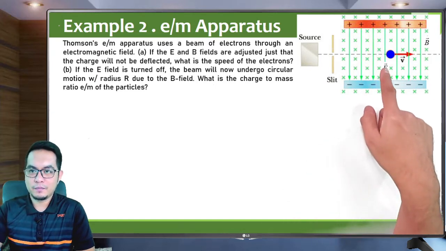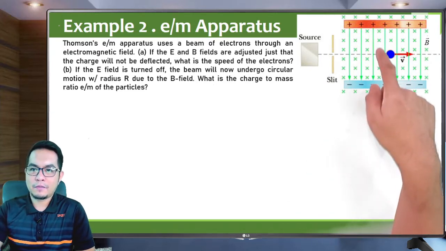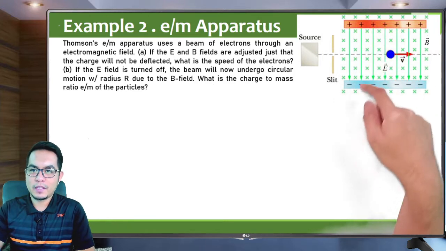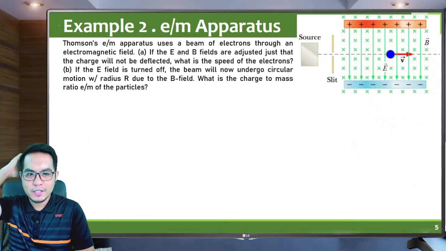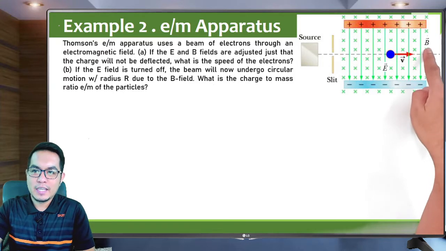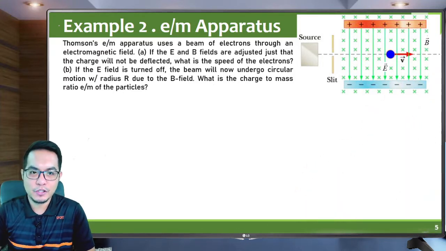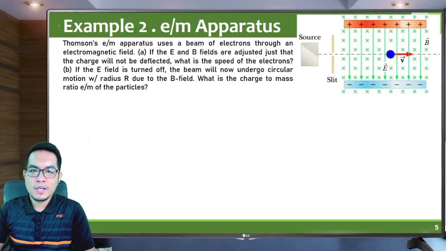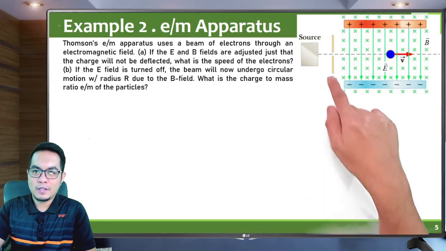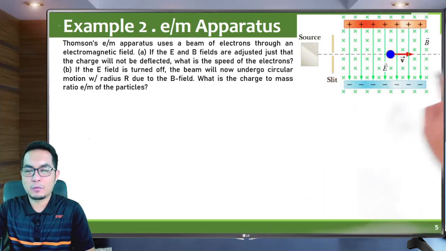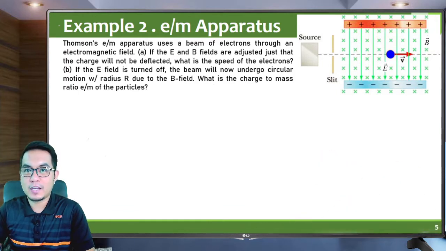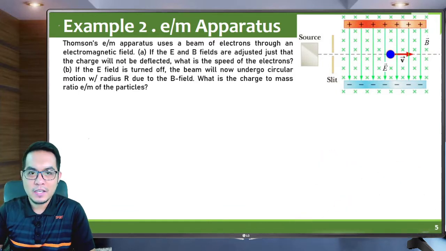So here, the electric field is from the upper plate to the lower plate. So the electric field is downwards, and the magnetic field is into the page. So the electric and magnetic fields are perpendicular to each other. So if the electric and magnetic fields are adjusted such that the charge will not be deflected, the charge will just remain straight. It will not be deflected, meaning it will not experience any force. Then what is the speed of the electrons?